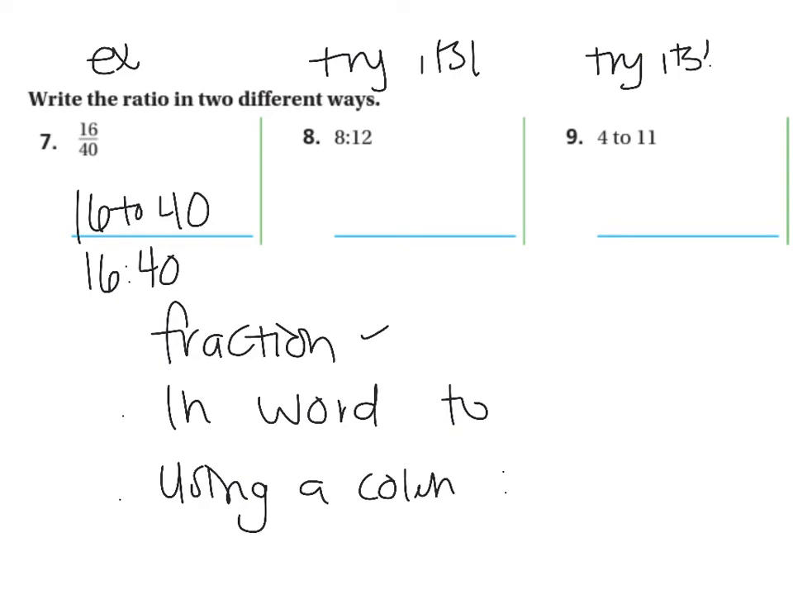Okay, so number 8, they used a colon, so we need to write it as a fraction and in word form. So fraction would be 8 over 12. And in word form, it would be 8 to 12. And on this one, they used word form, so we need to write it as a fraction, 4 to 11, or 4 over 11, and then with a colon again, 4 colon 11.